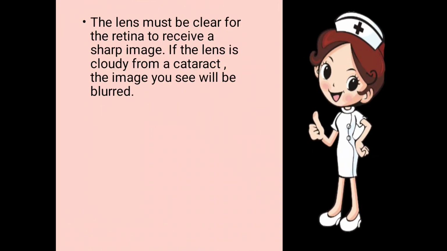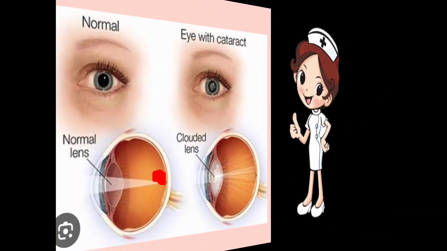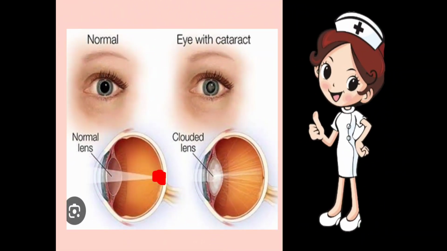Next, the lens must be clear for the retina to receive a sharp image. If the lens is cloudy from a cataract, the image you see is blurred. Now if you notice here, this one is the eye with cataract. The center part is not clear, and a whitish appearance is there because the lens is cloudy. Here the lens is present and it becomes cloudy.